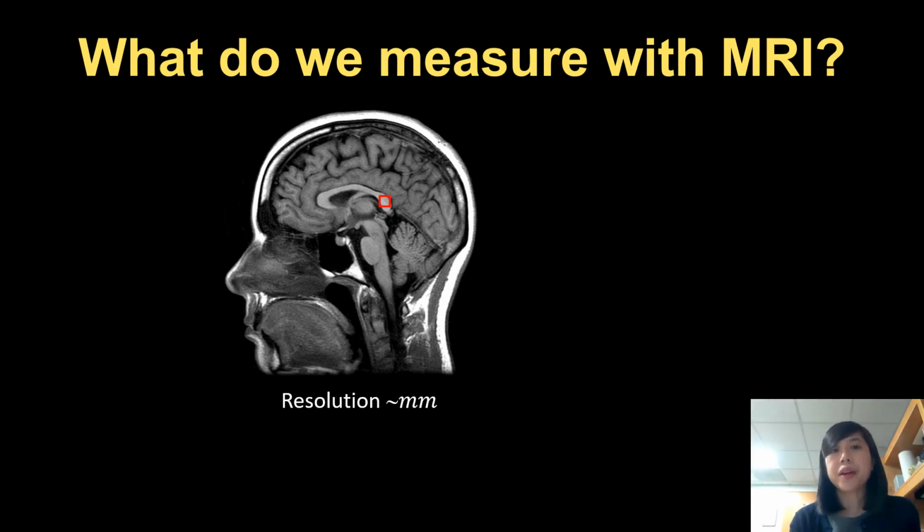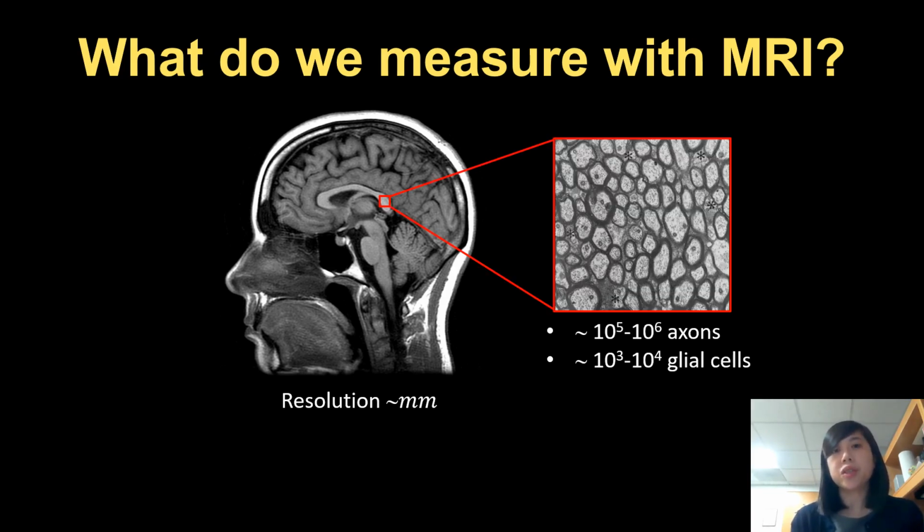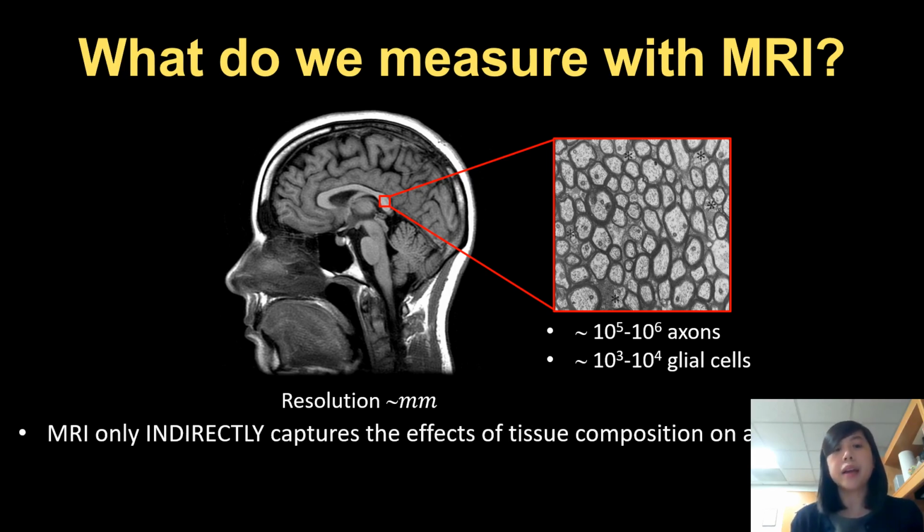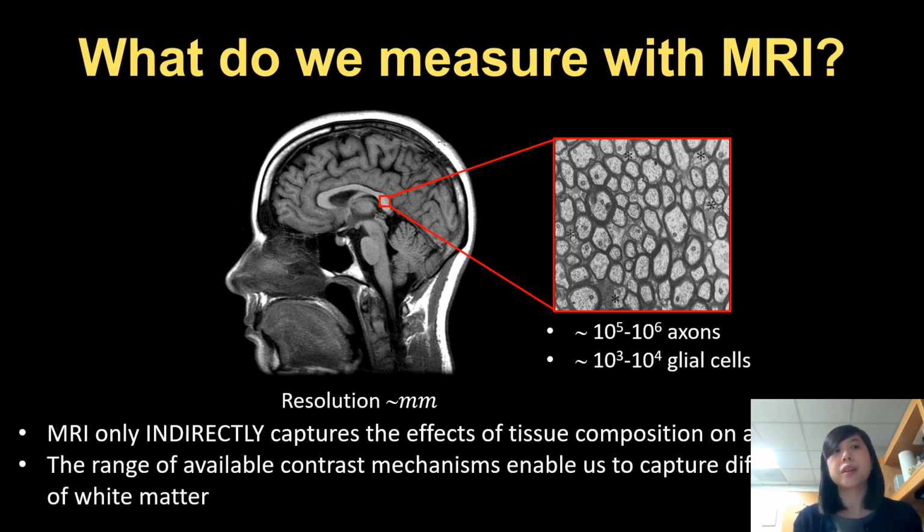So what do we measure with MRI? Within an MRI voxel, which has a spatial resolution of about a millimeter or at most submillimeter, you can see that there are hundreds to millions of axons and nearly that many glial cells as well. So MRI, in fact, only indirectly captures the effects of these various tissue components on the average signal. And it turns out that the range of available contrast mechanisms with MRI enable us to capture different aspects of the white matter signal composition.